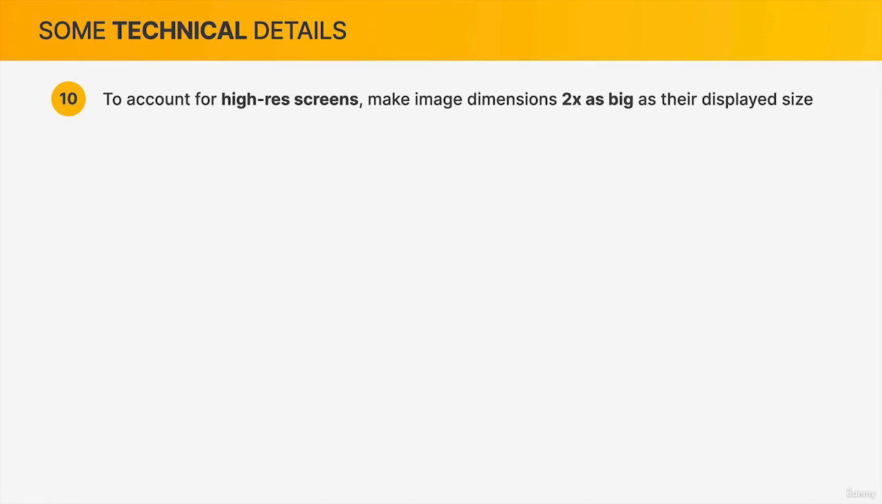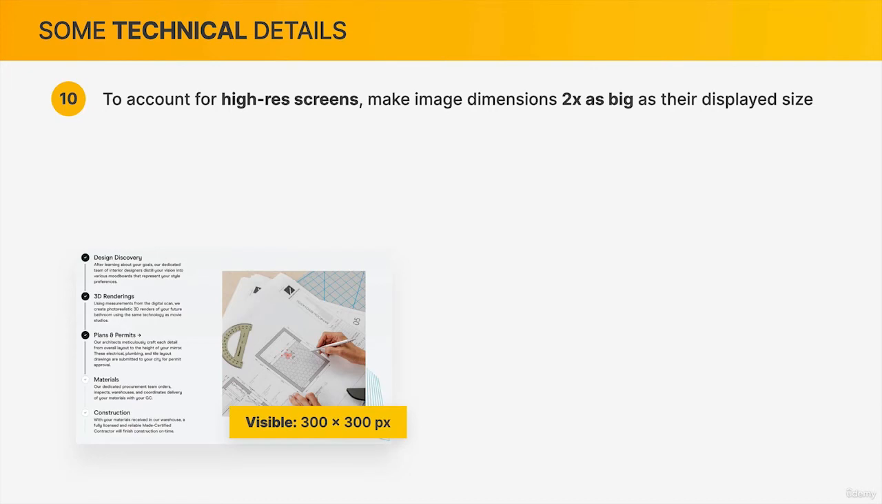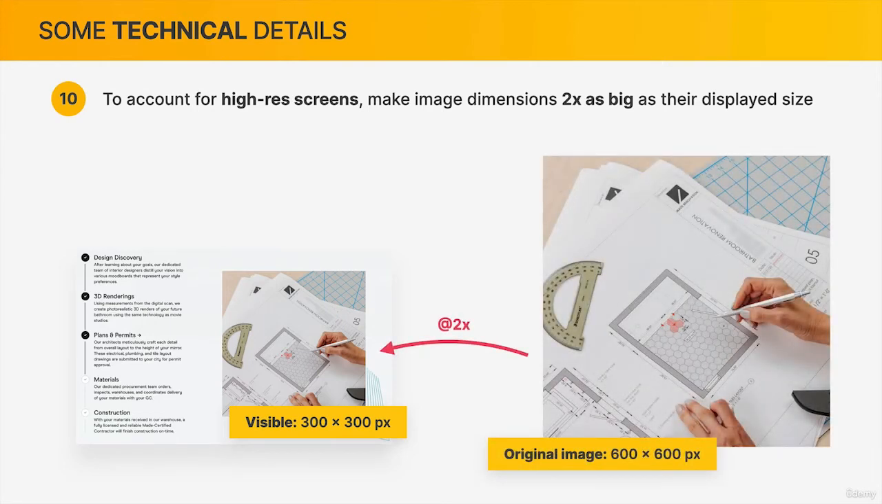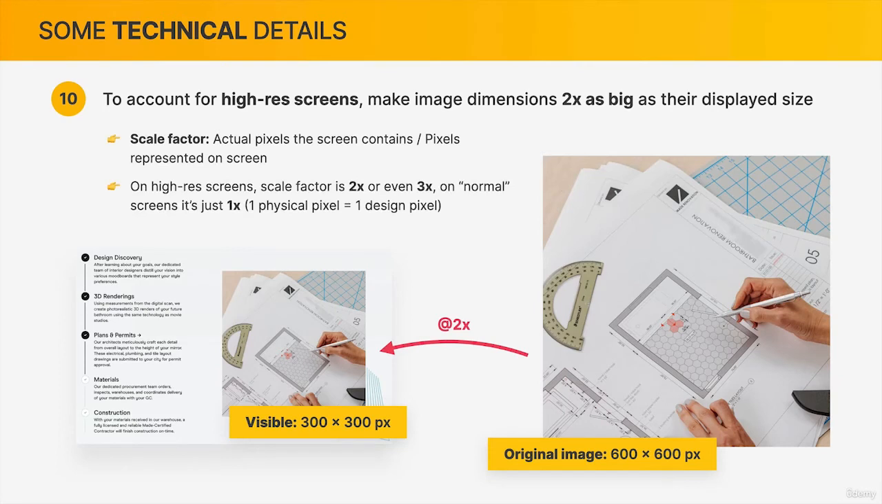So let's say we want to display this image as 300 by 300 pixels. This means that we actually need the image file to be 600 by 600 pixels. So twice as many pixels as are displayed on the web page. And we call this 2x, or 2 times a scale factor. So a scale factor is simply the actual pixels the screen contains divided by the pixels represented on the screen for any element. On high-resolution screens, this scale factor is 2x, or sometimes even 3x, like on the very latest iPhones.